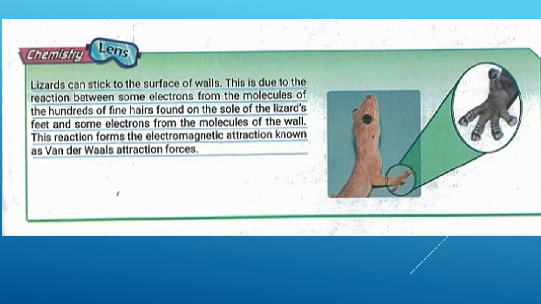So here, this is another info. Lizard, nah cicak-cicak di dinding, can stick to the surface of walls due to the reaction between some electrons from the molecules and the hundreds of fine hairs found on the sole of the lizard. So di sini ya, we have fine hairs, okay, fine hairs. Dia akan react with the electrons from the molecules of the wall. Sebab itu dia boleh melekat di dinding. So this reaction will form electromagnetic attraction known as van der Waals attraction forces. So this will also help the lizard to stick on the surface of a wall.